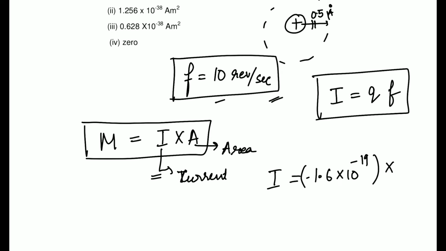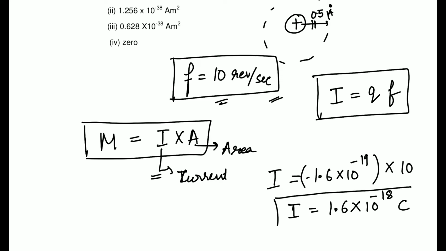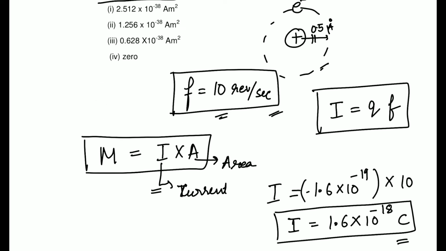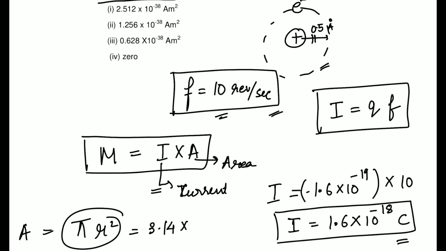Now frequency is given to us, that is 10. So just multiply with 10, and ignoring the negative sign, the current will be 1.6 into 10 to the power minus 18, and this is in coulomb per second. So this much current is flowing. Now the current is given to us, and this is also doing a circular motion. So basically area will be equal to pi r square. The value of pi is 3.14, multiplied by radius, which is 0.5 into 10 to the power minus 10.